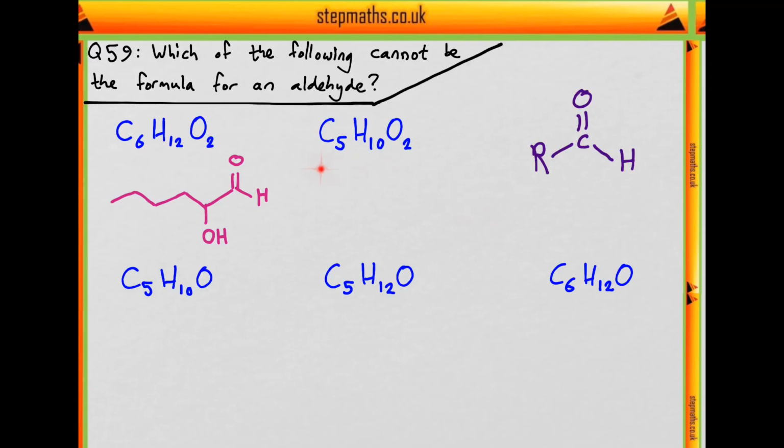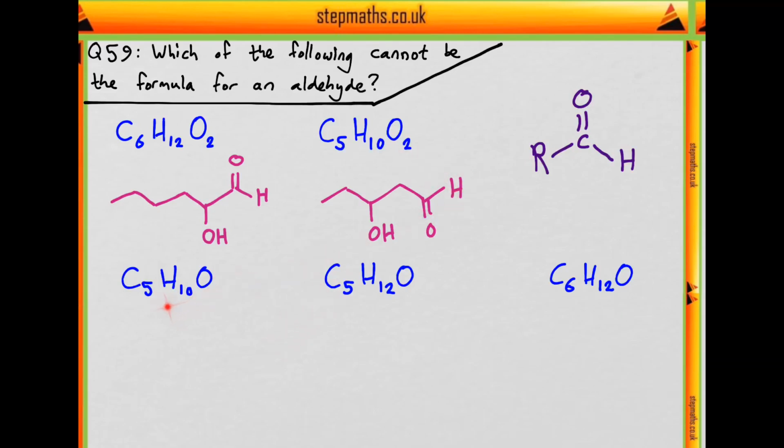So next we've got C5H10O2. So similarly, let's do a chain of 5 carbons, stick our aldehyde group on the end. Then again we've got a second oxygen to add, so let's put an alcohol somewhere. Now we just need to see if we have 10 hydrogens. So we have 3, 4, 5, 6, 7, 8, 9, 10. So this is correct.